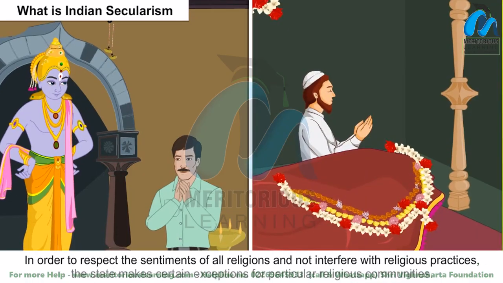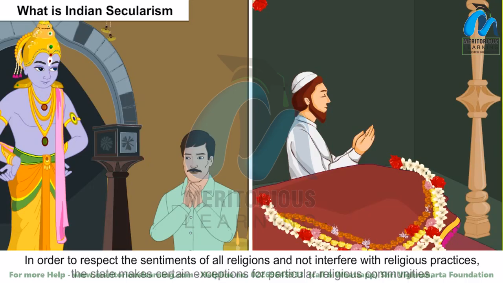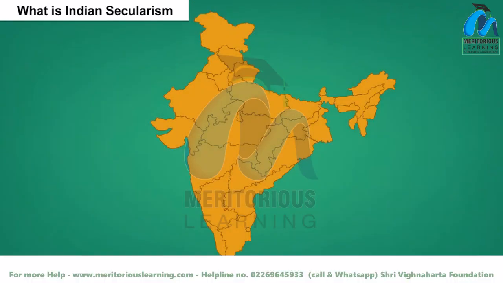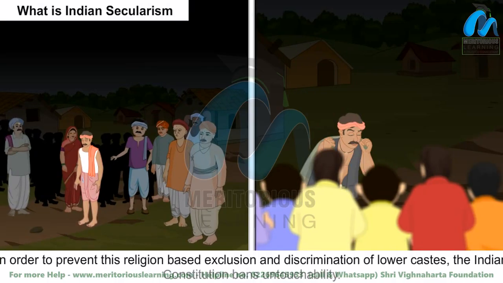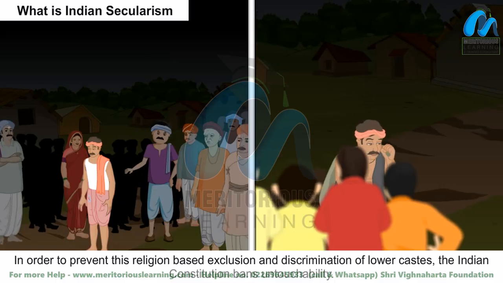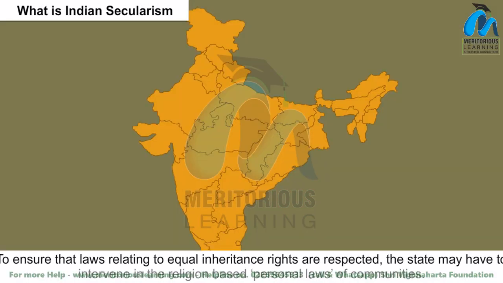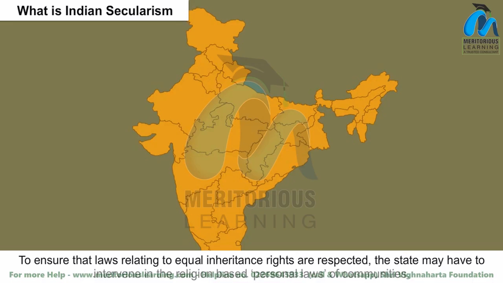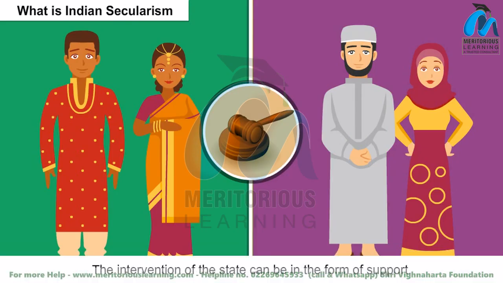In order to respect the sentiments of all religions and not interfere with religious practices, the state makes certain exceptions for particular religious communities. Indian secularism works to prevent domination. In order to prevent this religion-based exclusion and discrimination of lower castes, the Indian Constitution bans untouchability. To ensure that laws relating to equal inheritance rights are respected, the state may have to intervene in the religion-based personal laws of communities. The intervention of the state can be in the form of support.